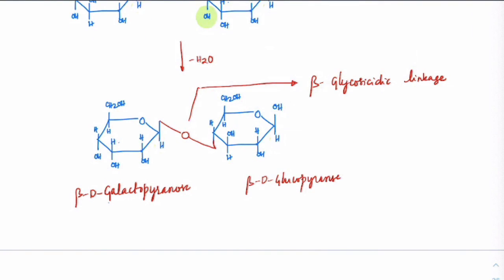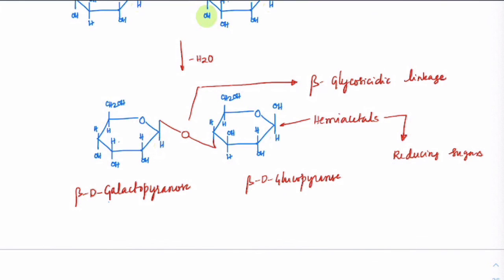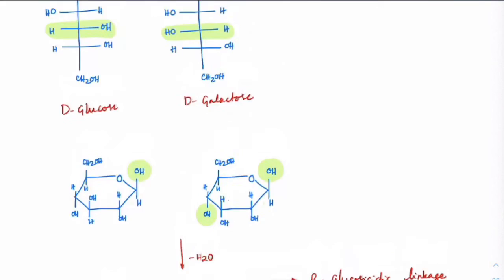Here also observe this, everyone. This carbon is OR, and this side also it is OR, which means this is an acetal carbon, while this carbon is OR and OH. So what is this one? This is still a hemiacetal carbon. This is hemiacetal, and we learned that hemiacetals are reducing sugars. So in short, can I say that both maltose and lactose are reducing sugars? I guess this point is clear, everyone. Okay, so please learn this carefully.